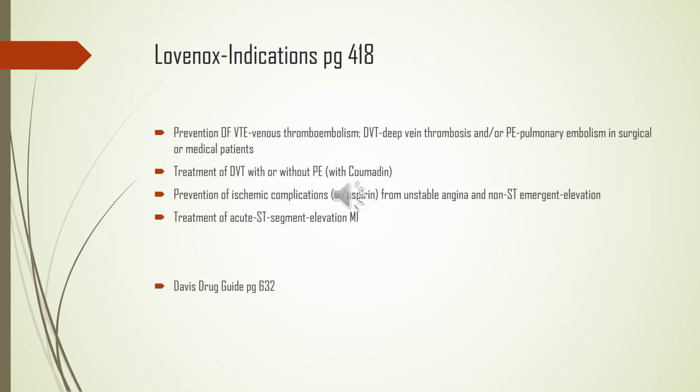Okay, it is used in the prevention of venous thromboembolism, or VTE, DVT, which is also known as a deep vein thrombosis, and or pulmonary embolism in surgical or medical patients. With medical patients, we're looking at patients that are bedridden a lot. It's also used for treatment of DVT with or without PE, and they can use it with Coumadin. This is a complementary, as we talked about.